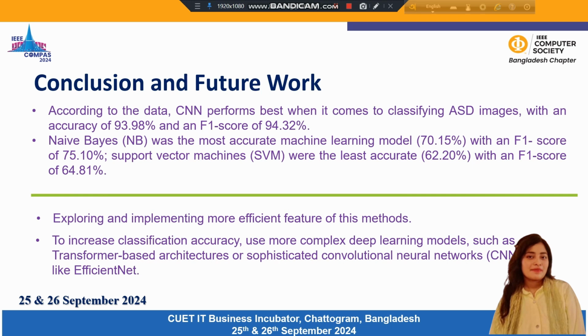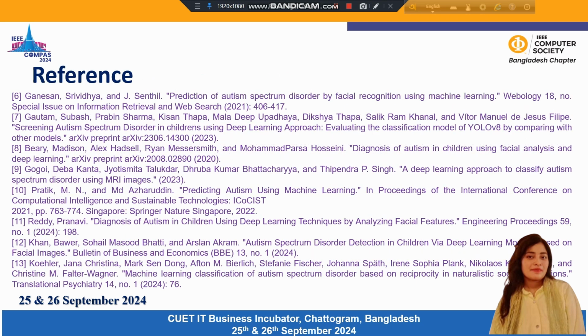And as future work, we have included exploring and implementing more efficient features of this method. To increase classification accuracy, we can use more complex deep learning models such as transformer based architectures or sophisticated convolutional neural networks like EfficientNet. And as a reference, we have used the most relatable references according to our proposed work.